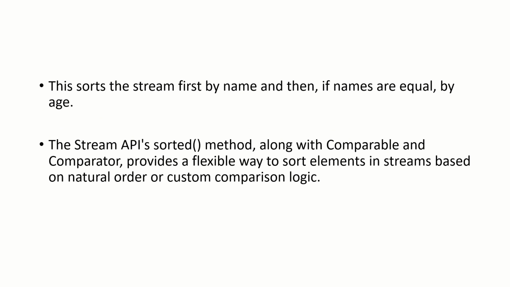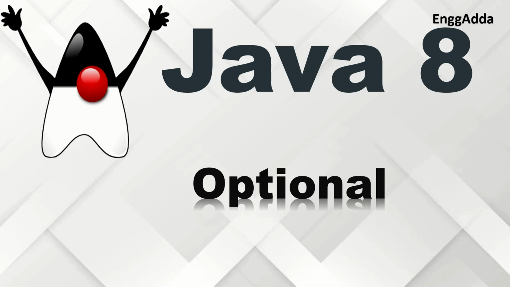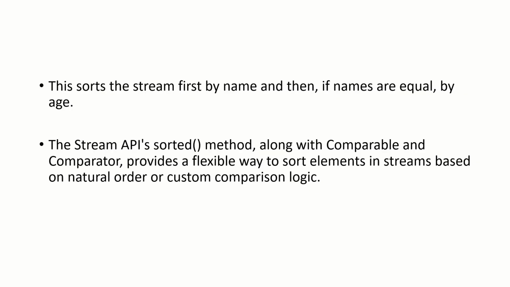So here you can see what it is doing. This sorts the stream first by name, and then if names are equal, by age. I will show you the practical example of all of these things, so don't worry about this. The Stream API sorted method along with the comparable and comparator provide a flexible way to sort elements in the stream based on the natural order or custom comparison logic. Okay, so this was about the comparable and comparator.